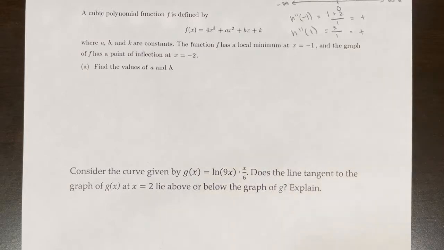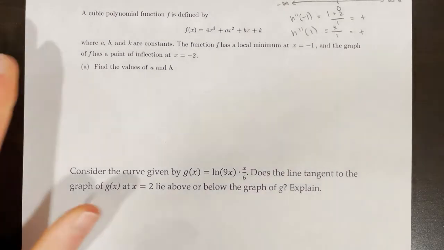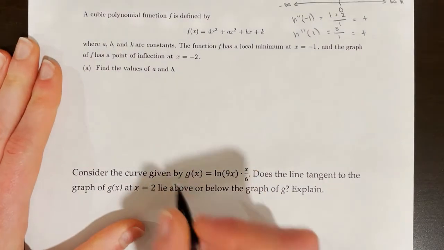A cubic polynomial function f is defined by f of x equals 4x cubed plus ax squared plus bx plus k, where a, b, and k are constants. The function f has a local minimum at x equals negative 1, and the graph of f has a point of inflection at x equals negative 2. Find the values of a and b. Well, the first step is to take the first derivative and then the second derivative.